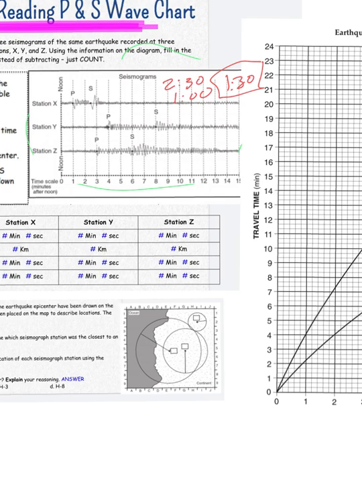The next one comes in, and I'll do it in a different color, comes in at 4 minutes, and the S wave comes in at 8 minutes. Well, 8 minus 4 is a 4-minute difference.